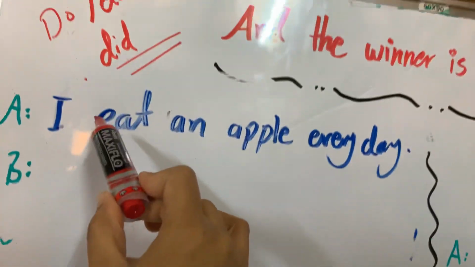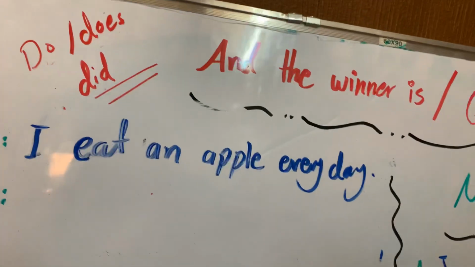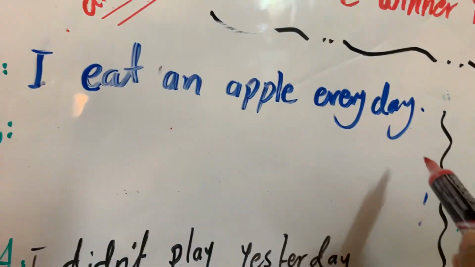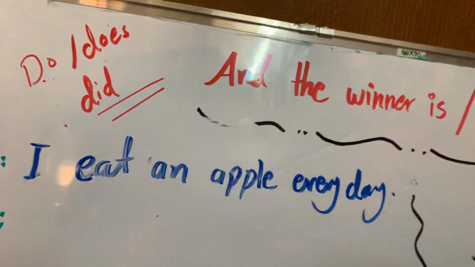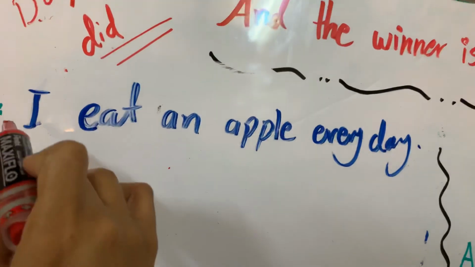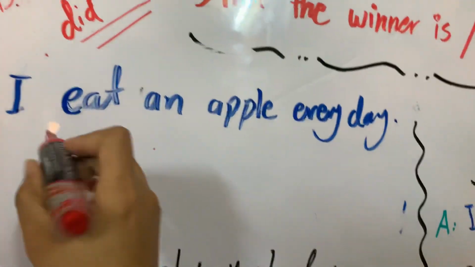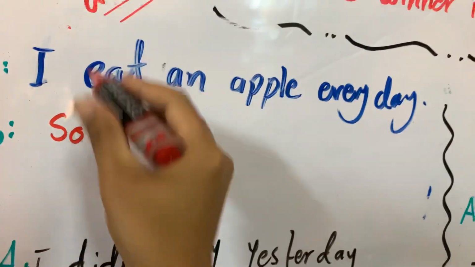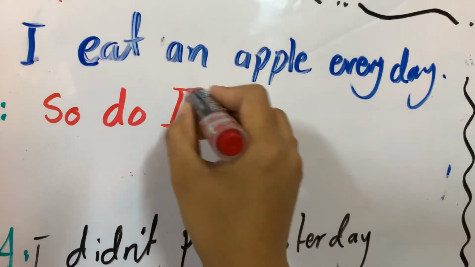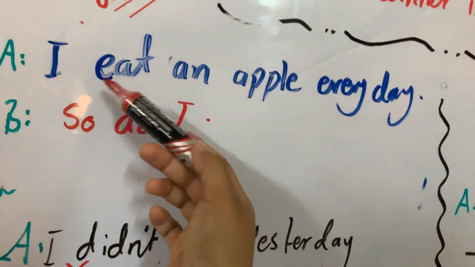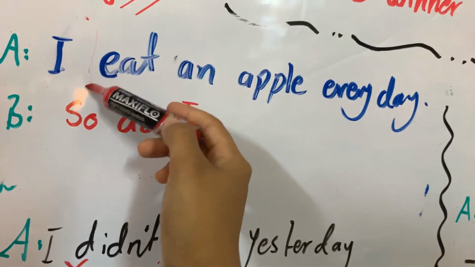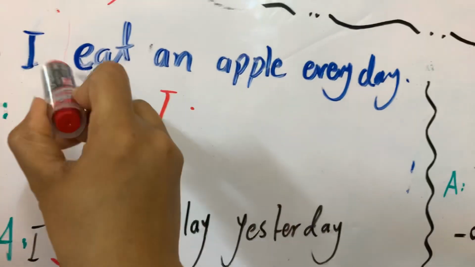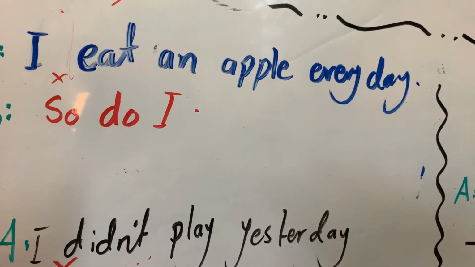If we don't have a helping verb, we will use one of these three helping verbs. Okay, I eat. Is the sentence past? No, it is present. So I will use do or does, because it's present. Because the sentence is affirmative, not negative, I will use "so do I." Why "so do I"? Because it's affirmative. Do, because here we don't have a helping verb, and we deal with I as a plural. And I is the subject.